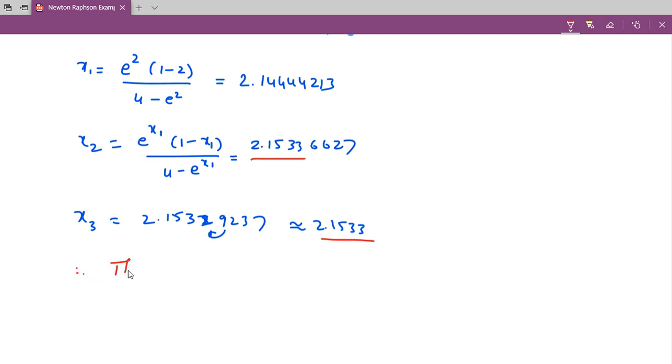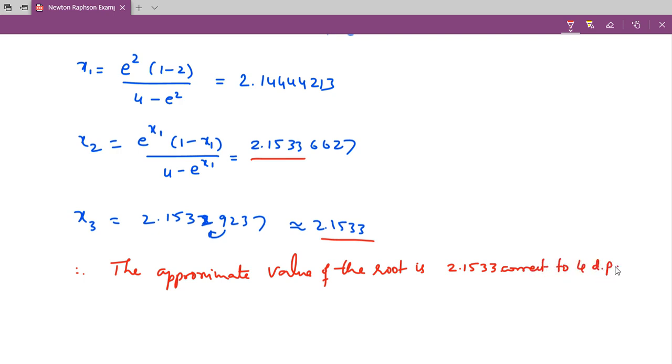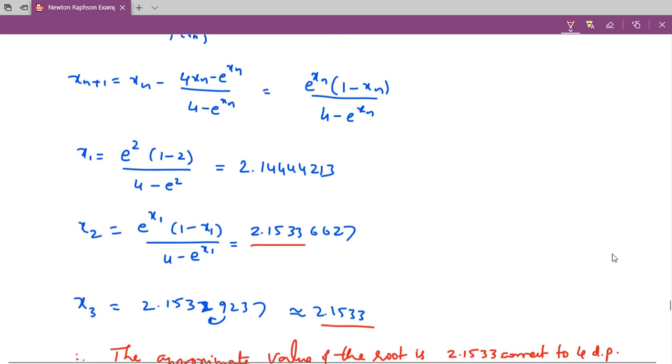Therefore the approximate value of the root is 2.1533, corrected to 4 decimal places.